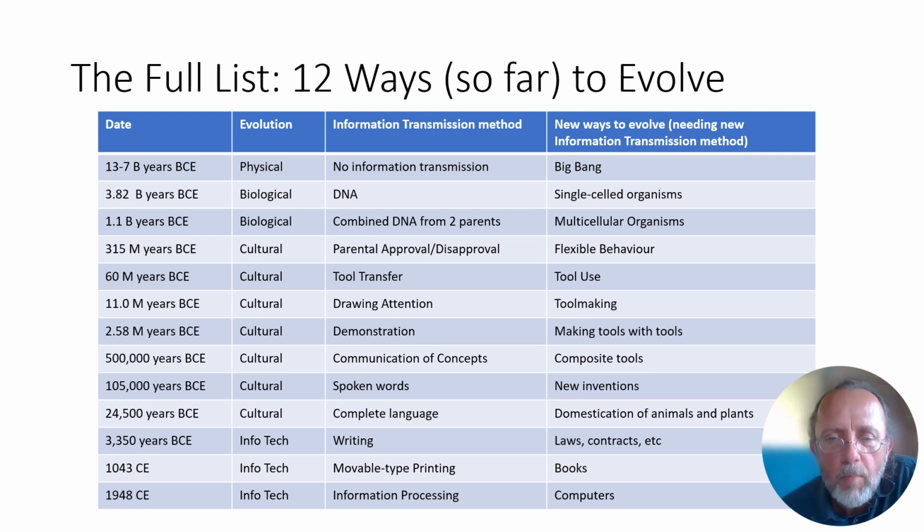And we can also go backwards in time. The first date we get then is 1.1 billion years ago, and that is sexual reproduction, where you get DNA combined from 2 parents. And the date before that is single-celled organisms, where DNA is simply copied, comes from one source. And then the Big Bang, where you have no information transmission at all. So that in total is 12 ways to evolve, and all of those methods of evolution are still in use.